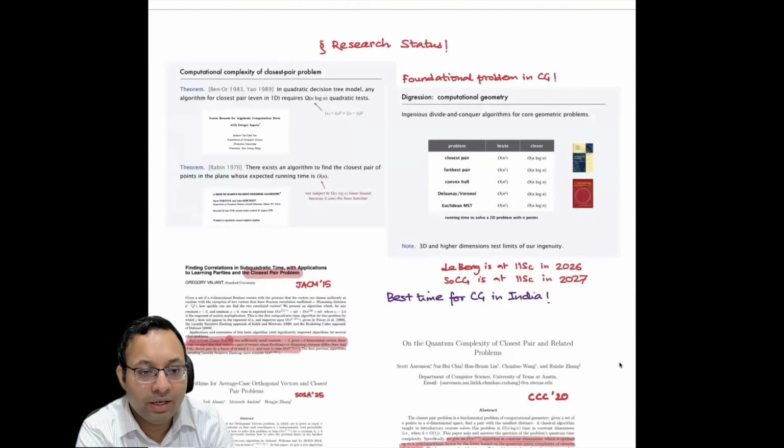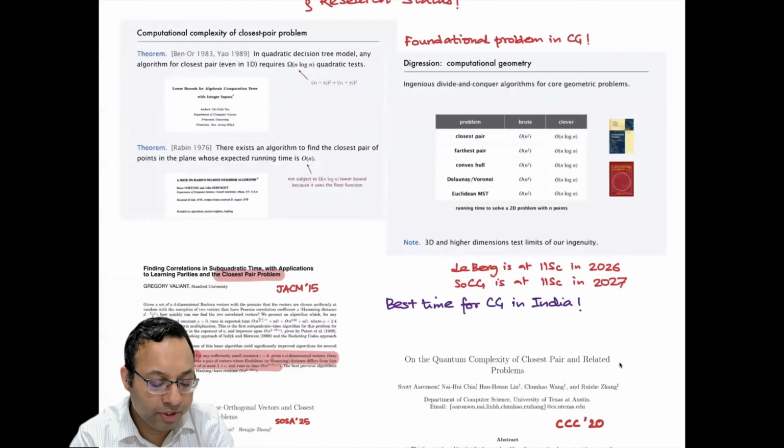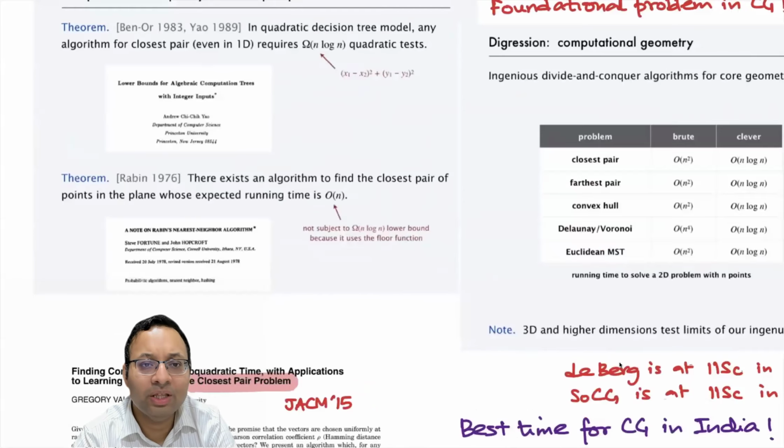And at the end, as I talk about some research problems, this problem is a foundational problem in computational geometry. In this area, the technique of divide and conquer has seen so much success: closest pair, farthest pair, convex hull, Delaunay, Voronoi, Euclidean MST, and many applications, where from brute force n squared we got an n log n time algorithm. And in fact, this n log n is kind of tight.